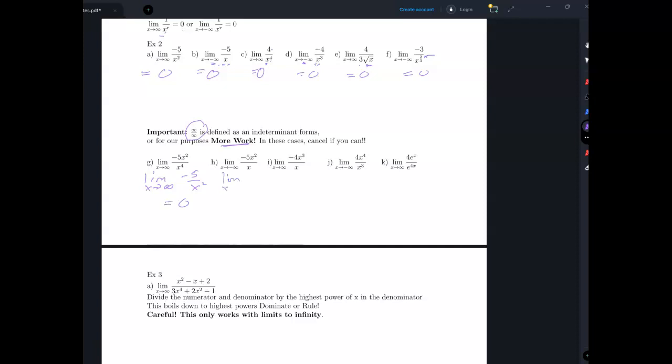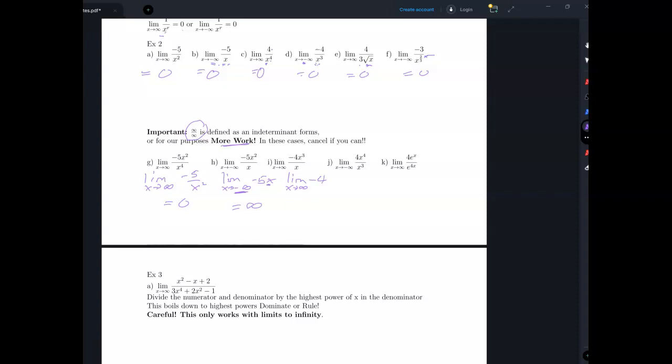Let's play with the negative infinity. I have canceling here, I get negative 5x. So if I substitute negative infinity, I get the negatives canceling. So I have 5 times infinity. That's infinity.